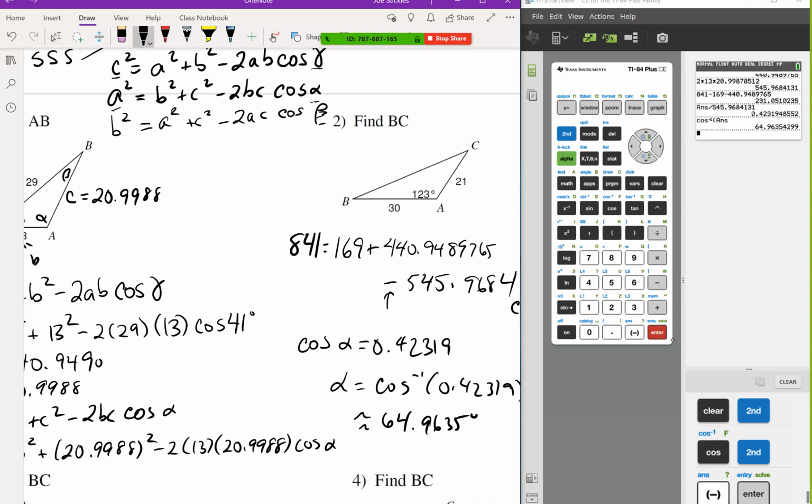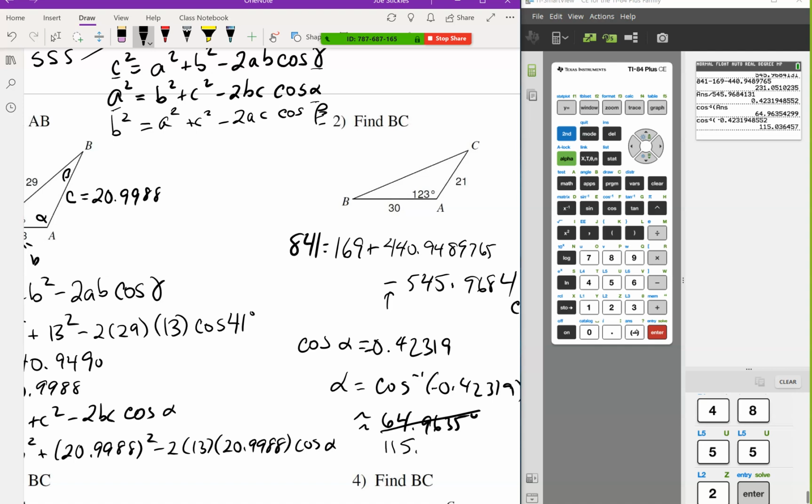The error that I made was I forgot to put the minus sign over on my calculator. I didn't divide by the negative 545. So I can fix that by going back in here and doing the negative of 0.42319485552. Yeah, so this should be negative here, and that should be negative there.